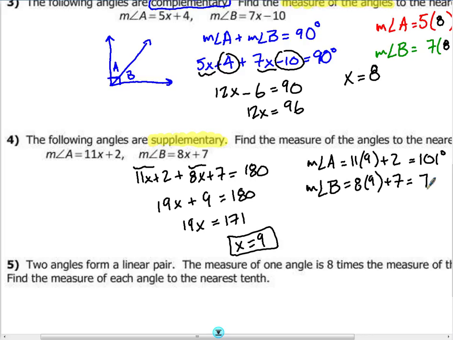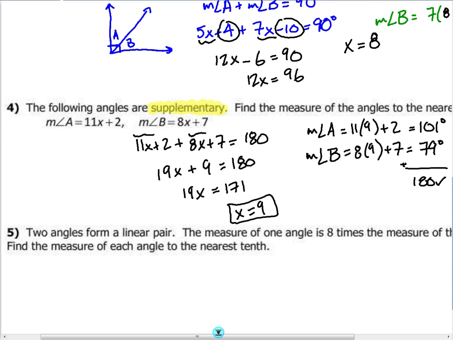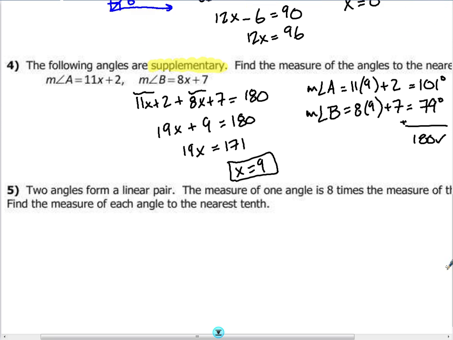Alright, last example here for our notes today is looking at an angle pair relationship that forms a linear pair. They give us something a little bit different than what we're used to, so we're going to go through this slowly. The measure of one of the angles, we'll call this angle 1, is 8 times the measure of the other angle, which we'll call angle 2. So it's 8 times the size of angle 2.